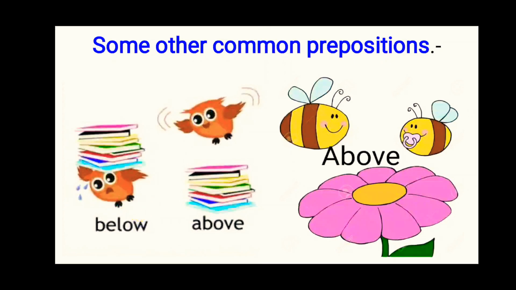Below, again when one thing is at a lower position as compared to another thing. Above, above is used when one thing is over another thing. Just like on, but in on two things touch each other, and in above two things do not touch each other. Here the bees are above the flower. These bees are above the flower as they are not touching the flower and they are at a higher position as compared to this flower. So above.